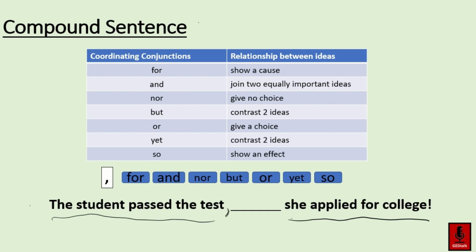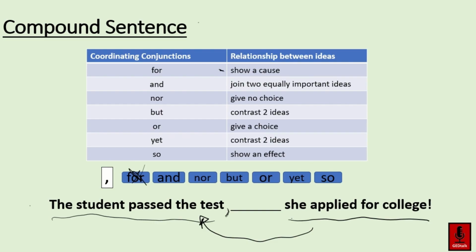Well, what does it tell us the word for gives that relationship? Well, it shows a cause. Already I'm a little suspicious because she applied for college is not a cause, it's an effect of her passing the test. So I kind of have an idea it's not going to work, but let's try it out. The student passed the test before she applied for college. Yeah, that doesn't make sense, folks. Once again, she applied for college is not the cause, it's the effect of her passing the test.